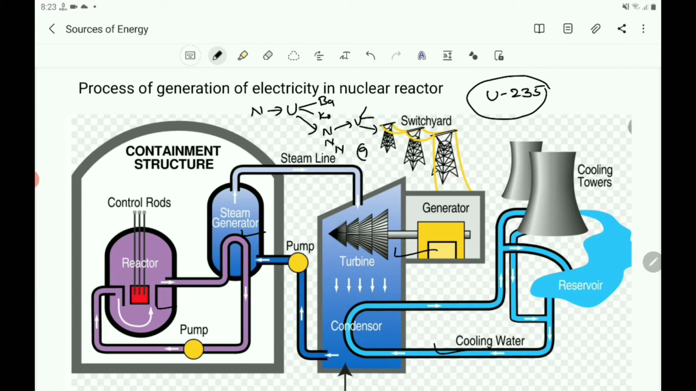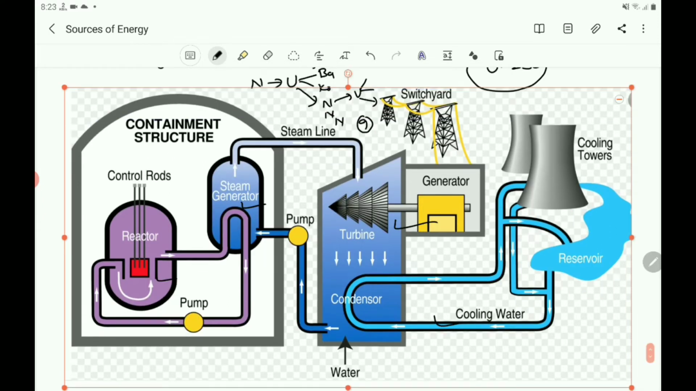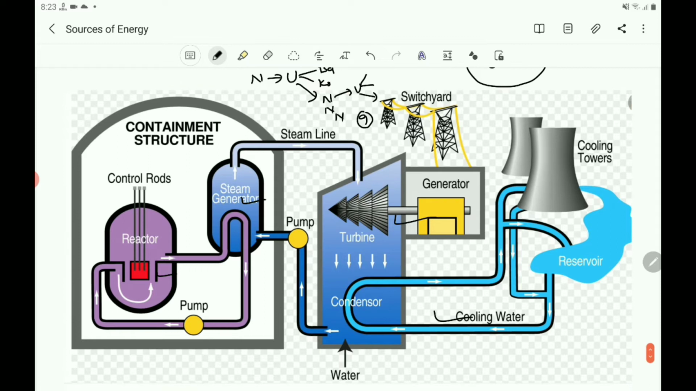In the second step 9 neutrons will be formed here. In the next third step, 9 threes are 27 neutrons will be formed. Next, 27 threes are 81 neutrons will be formed. So in this way, if it is started with one atom and one neutron, the number of neutrons multiplies. So as the number of neutrons increases, fission reaction also increases. So we have to decrease the number of neutrons available.